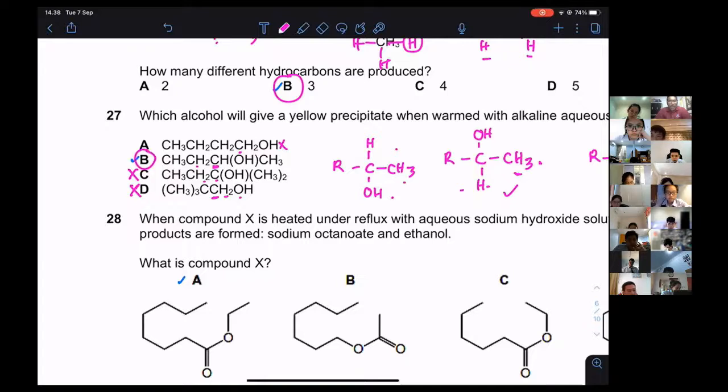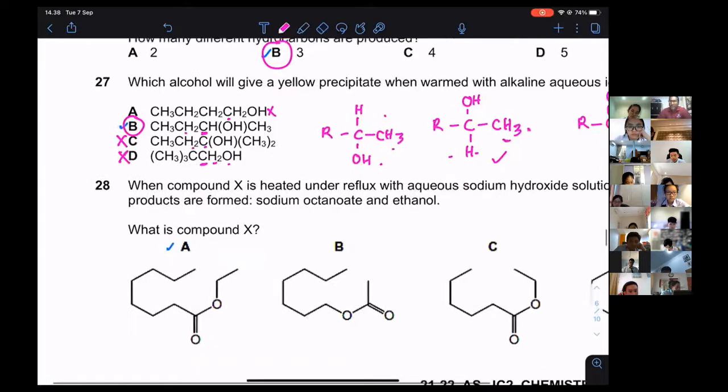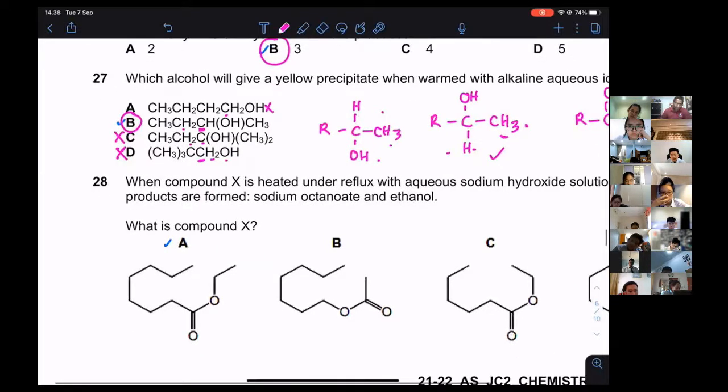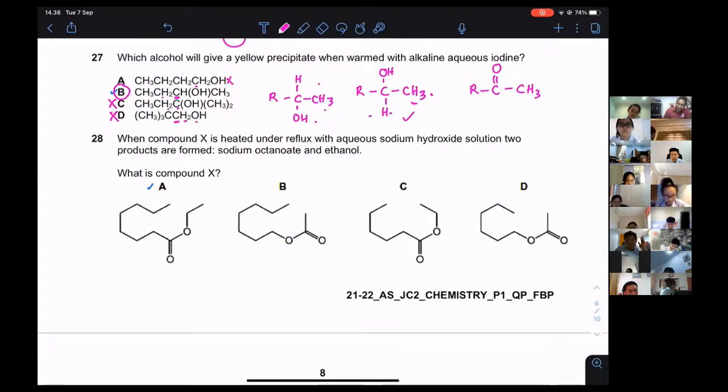Now I will move on. I will go a bit fast over here, but if you have any questions, you can let me know. Now, when compound X is heated under reflux with sodium hydroxide solution, this is going to be a hydrolysis reaction. So what kind of hydrolysis reaction? I saw octanoate and ethanol, so it means I'm talking about ester. Yes, I know it's going to be ester.